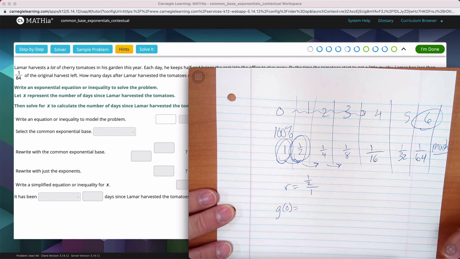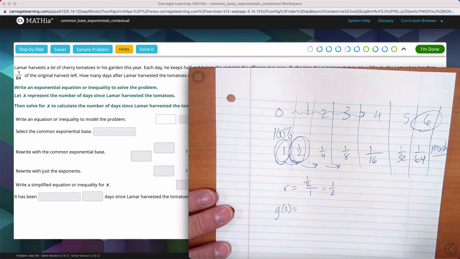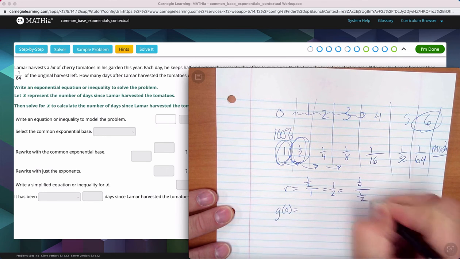1/2 divided by 1. That was easy. Let's just prove it. Let's do 1/4 divided by 1/2.